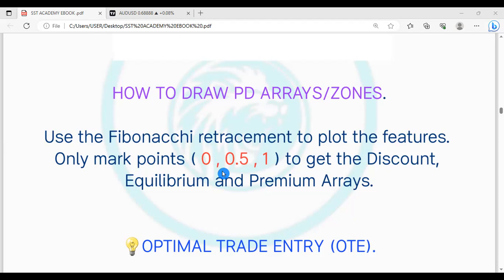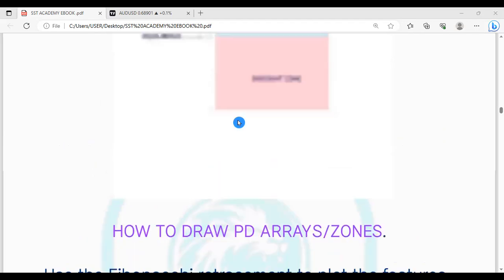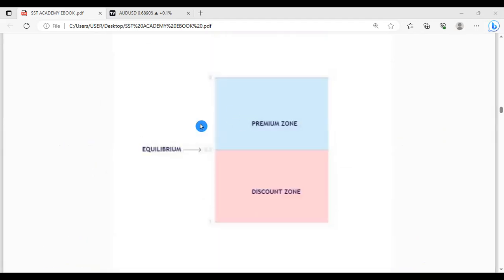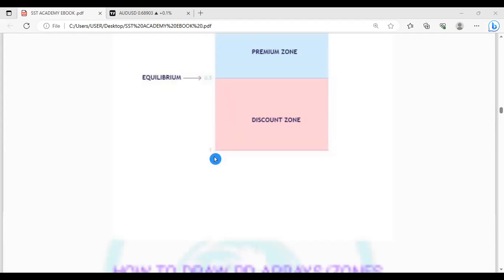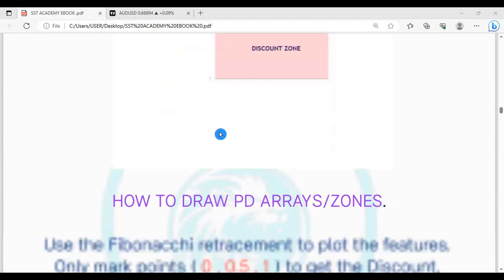So you mark these points on the Fibonacci retracement tool: 0, 0.5 and 1. From 0 to 0.5 is the discount zone. 0.5 is the equilibrium zone. And from 0.5 up to 1 is the premium zone. It's just like what you see here. So the discount zone is from 0 to 0.5. Yes, I labeled it wrongly. Okay, so it is like that.